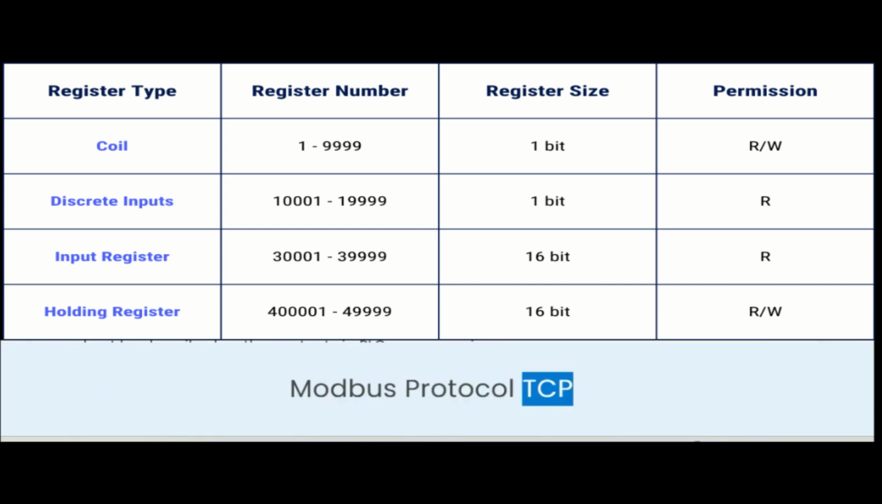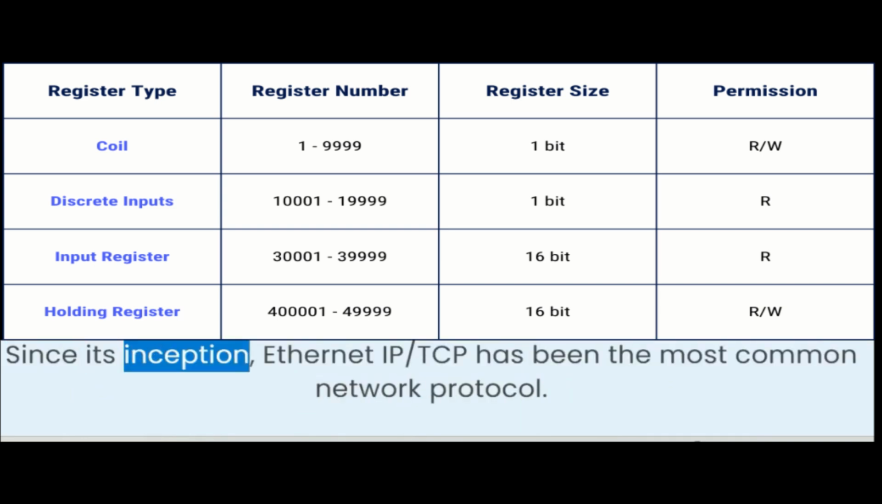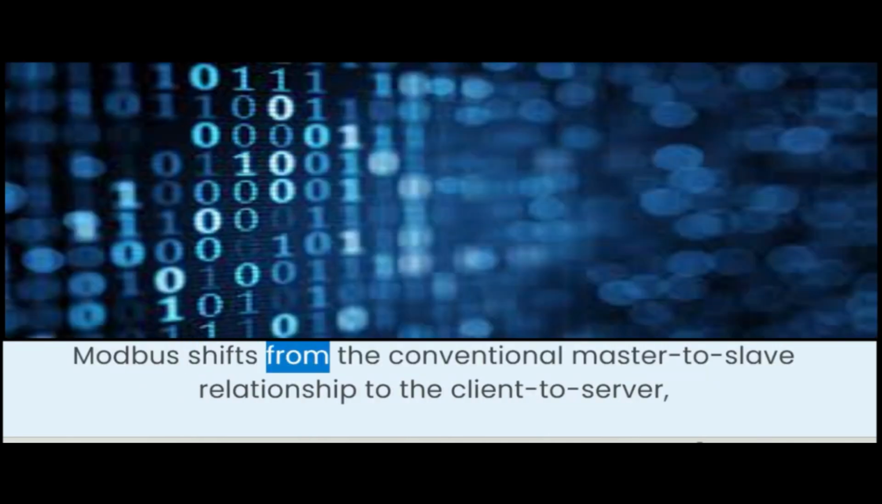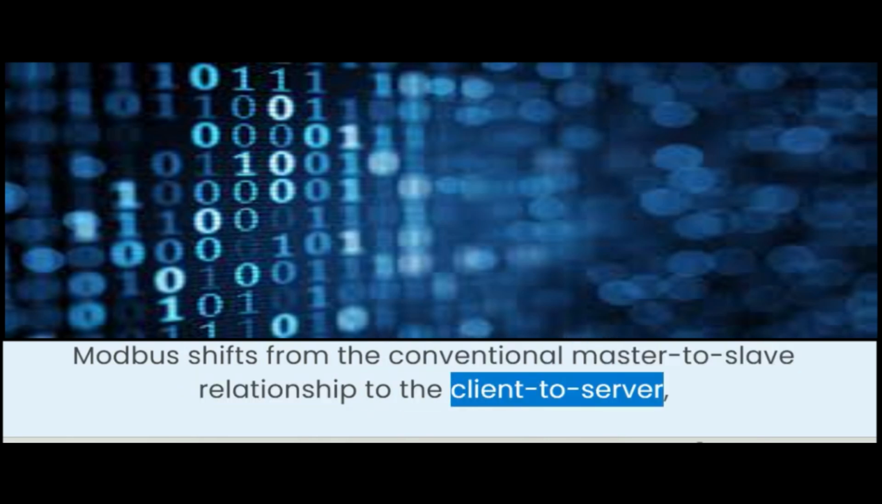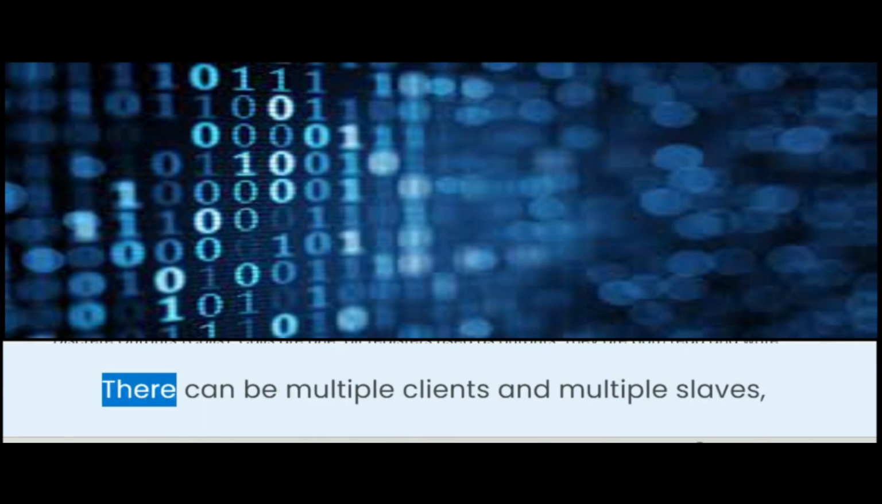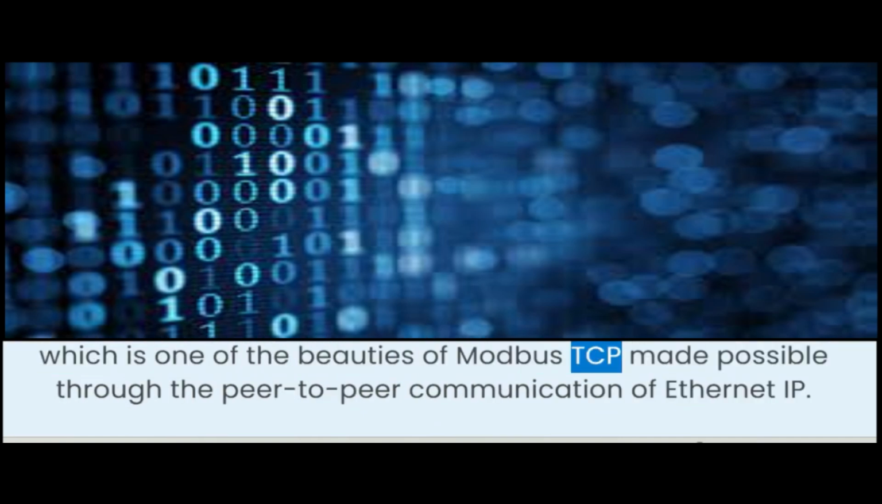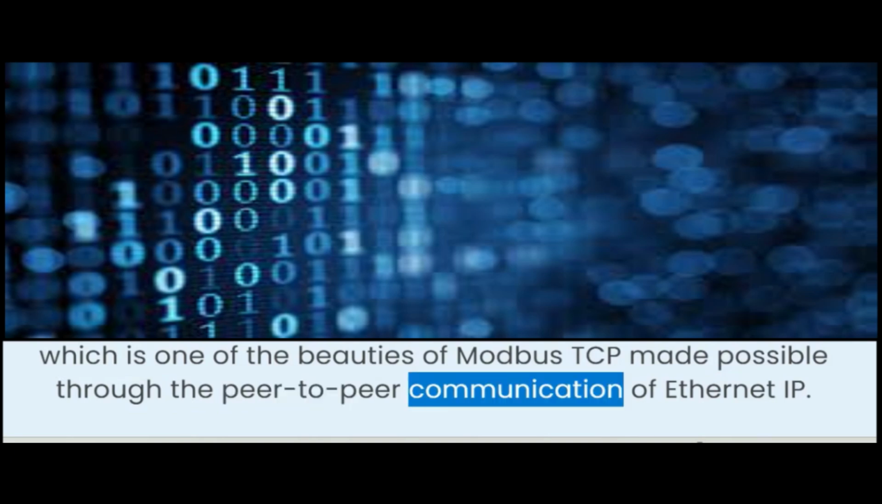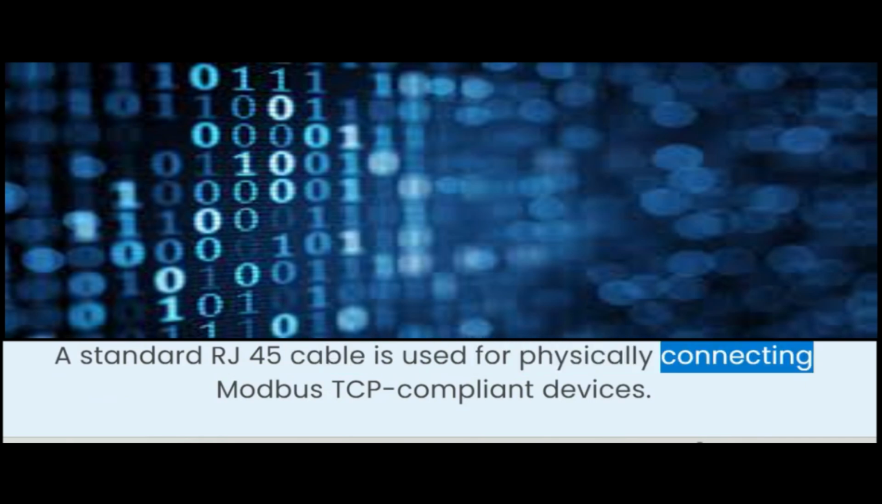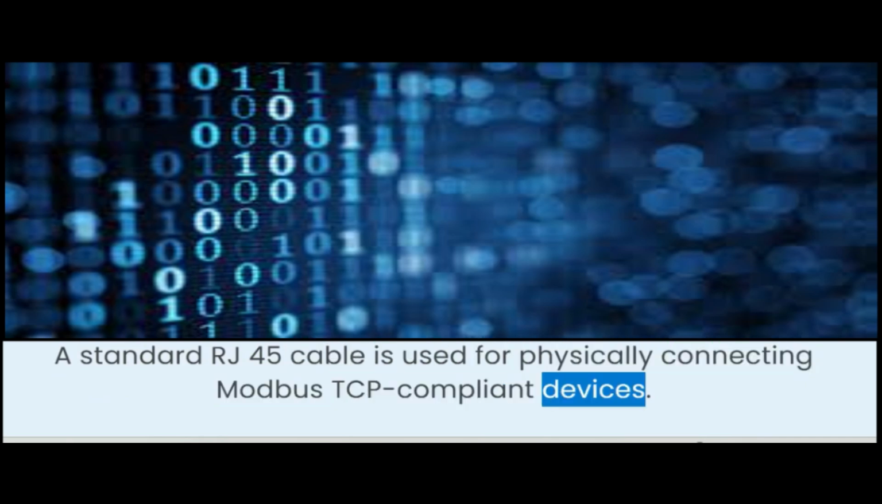Modbus protocol TCP. Since its inception, Ethernet IP/TCP has been the most common network protocol. Modbus TCP follows the OSI network model. Modbus shifts from the conventional master-to-slave relationship to client-to-server, where the master becomes the client and the slave the server. There can be multiple clients and multiple servers, which is one of the beauties of Modbus TCP, made possible through the peer-to-peer communication of Ethernet IP. A standard RJ45 cable is used for physically connecting Modbus TCP compliant devices.